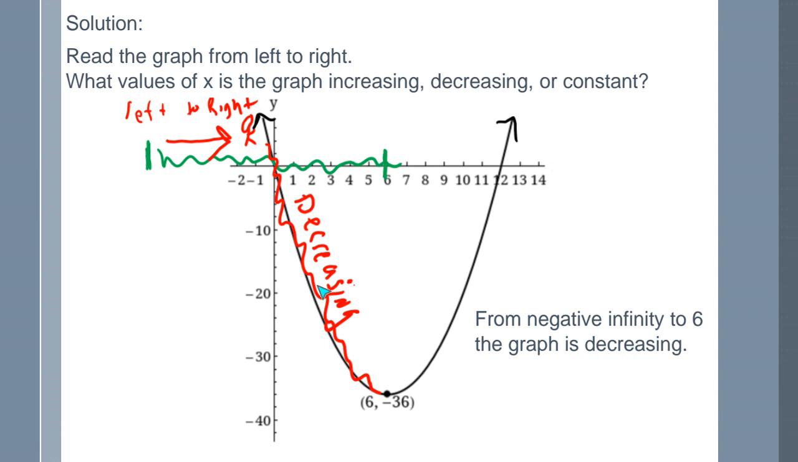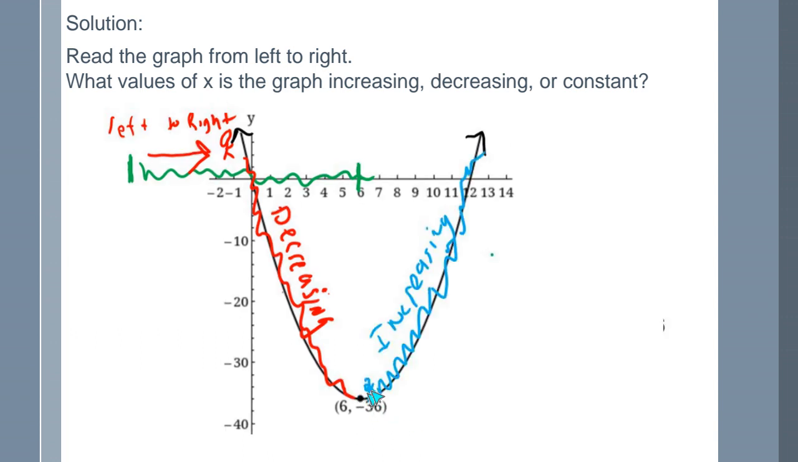So where is it decreasing? Well, it's decreasing from -infinity all the way to you get to 6. Notice the 6, that's when it turns, right? So our interval is going to be from -infinity all the way to 6. Once you get to 6, then the graph starts to increase. And so I'm going to draw it here. It starts to increase. But again, what we're looking at is the x values. So from 6 to infinity, the graph is going to be increasing.